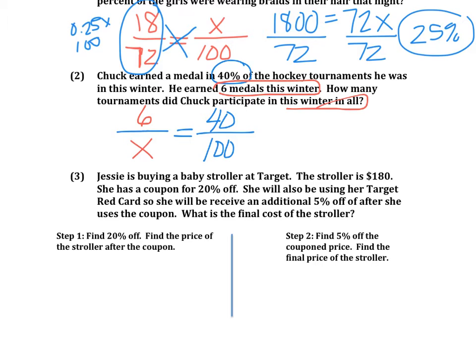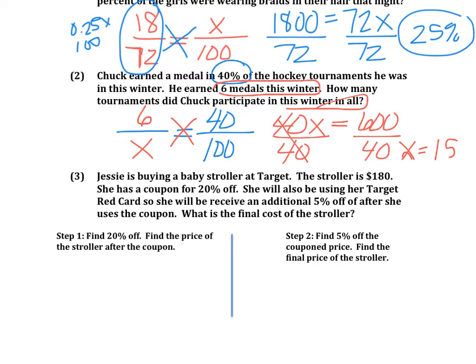Now, at this point, you would cross-multiply. So I'm going to have 40x equals 600. So I'm going to take 600 divided by 40. And I would get 15. So that means there were 15 tournaments in all.